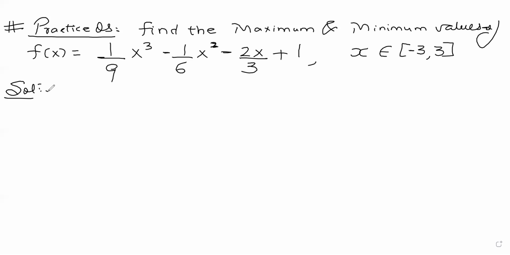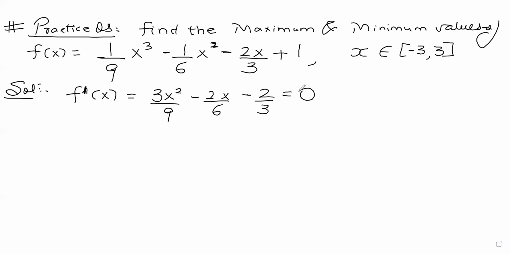So guys, step 1. First, let's find f dash x. If I differentiate it, what do I get? 3x square by 9 minus 2x by 6 minus 2 by 3 equal to 0. I can further solve this. I can take 1 upon 3 common.